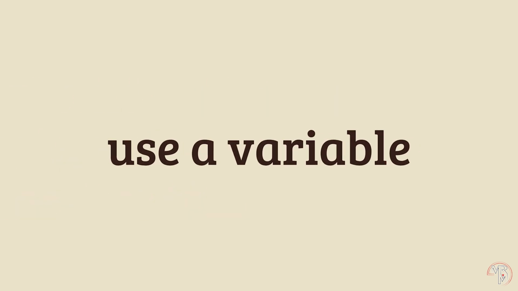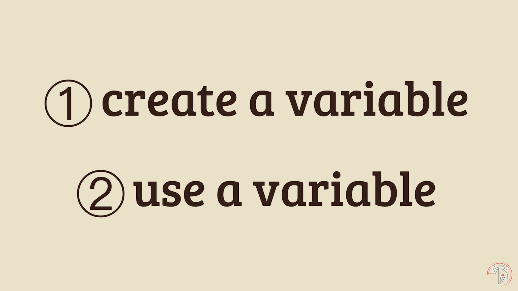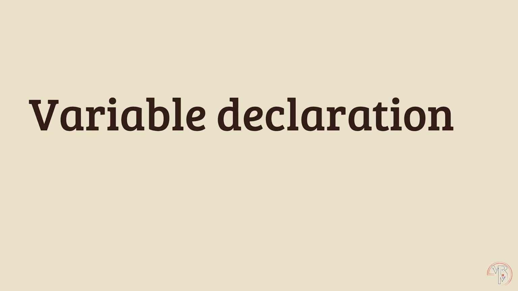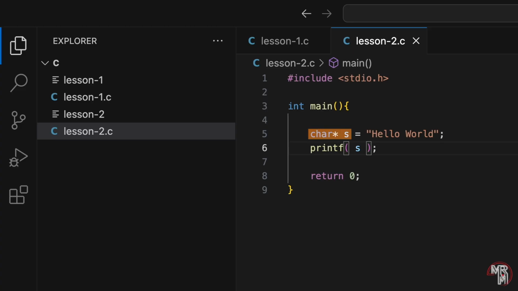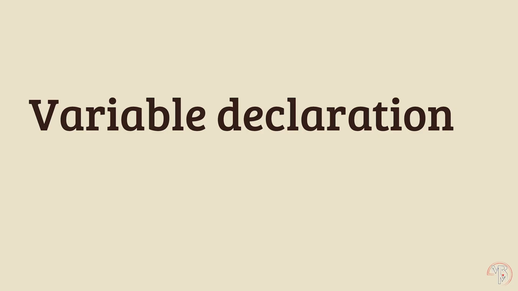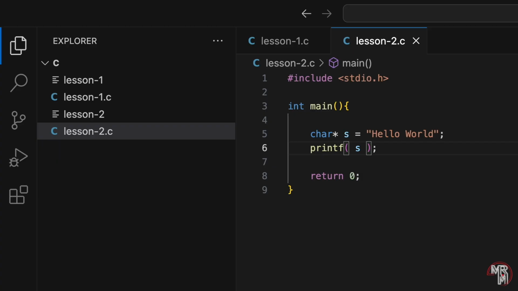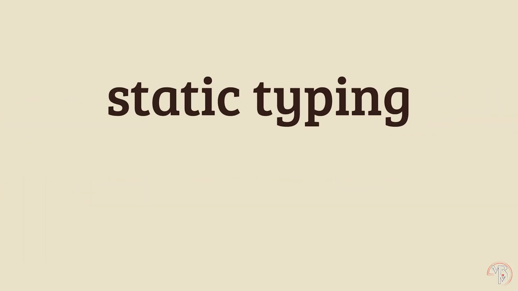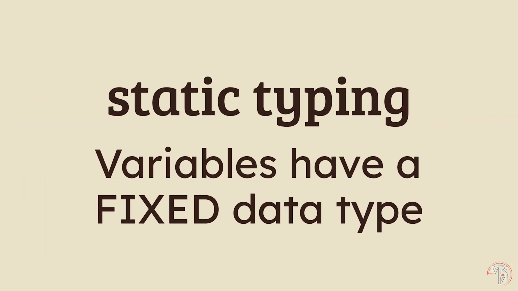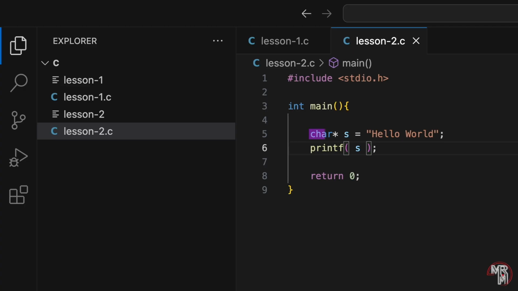Anyways, next, if we want to use a variable, we need to create it first. Creating a variable is called variable declaration, and in our example, this part is variable declaration. To declare a variable, we need to specify its data type and its identifier, or simply put, name. So here we have a variable named s, whose data type is this char followed by an asterisk. Now remember, C is a statically typed language. What this means is that all variables in C must have an explicit data type, and that data type cannot change. So the data type of this variable s cannot change, while the data associated with a variable can.